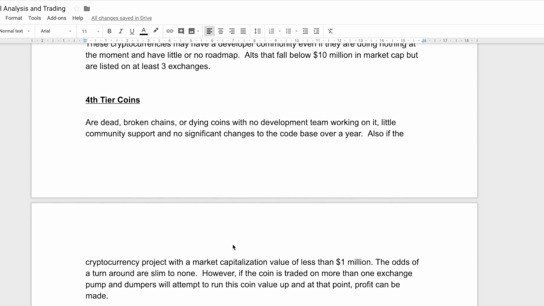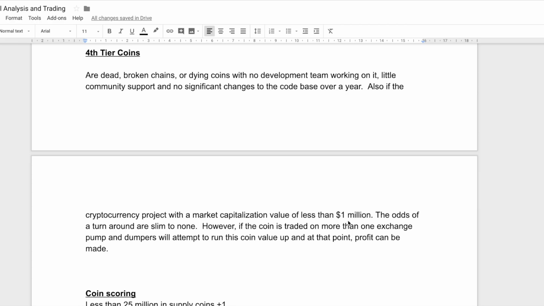Also, for a cryptocurrency project with a market capitalization of less than $1 million, the odds of it turning around are slim to none. However, if the coin is traded on more than one exchange, pump and dumpers will attempt to run the coin's value up at some point, and profit can be made. So it is extremely risky to invest in the fourth tier coins, and you can do so, but make sure you put very little money into that, because the odds are they're going to go to nothing. For example, MaxCoin is definitely a fourth tier coin.